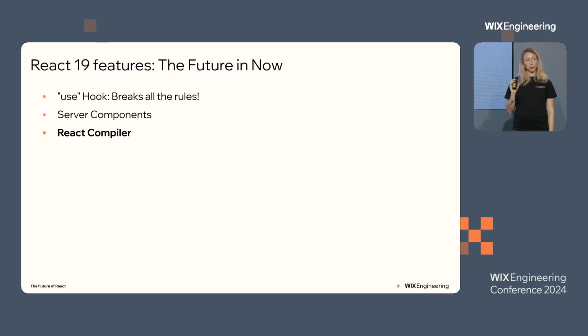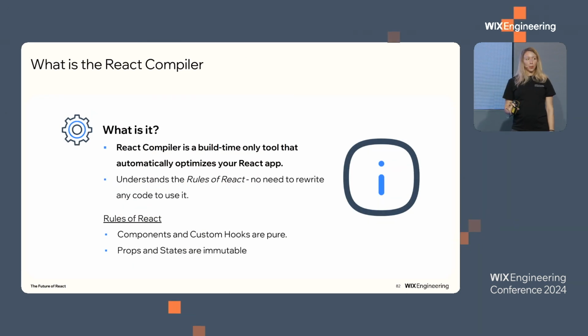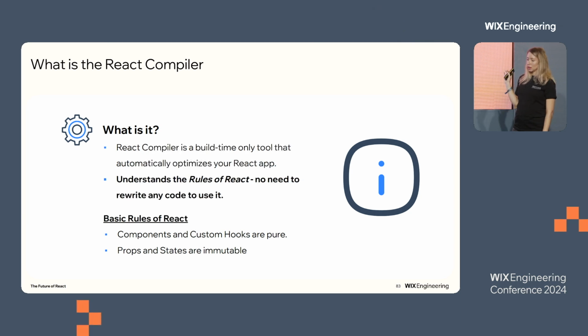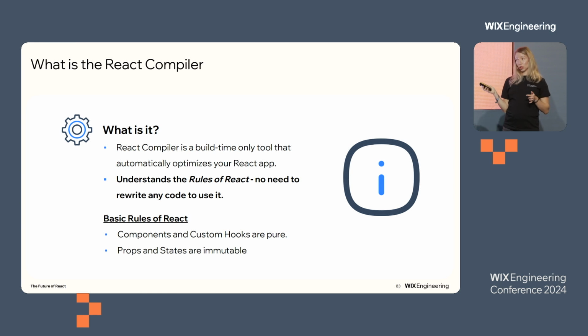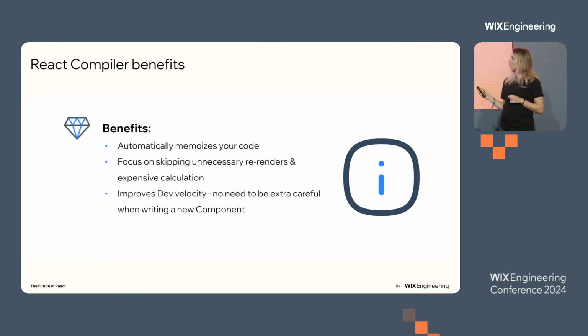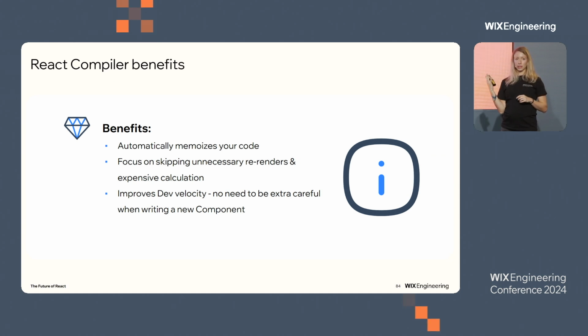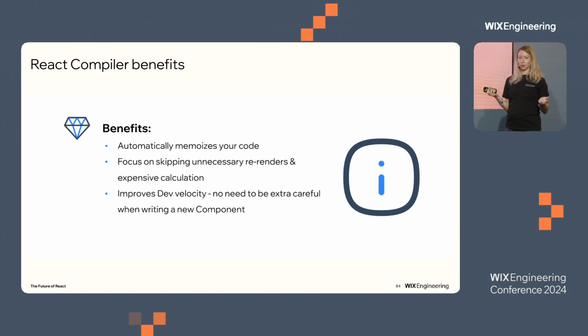Last but not least, we will discuss the React compiler. The React compiler is still experimental. It is a build-time tool that automatically converts our components code into an optimized version. As long as you follow the rules of React, there is no need to rewrite code for the compiler to work. The compiler optimizes components by automatically memoizing their code, and it focuses on skipping unnecessary re-renders. We can say that overall it improves our dev velocity.